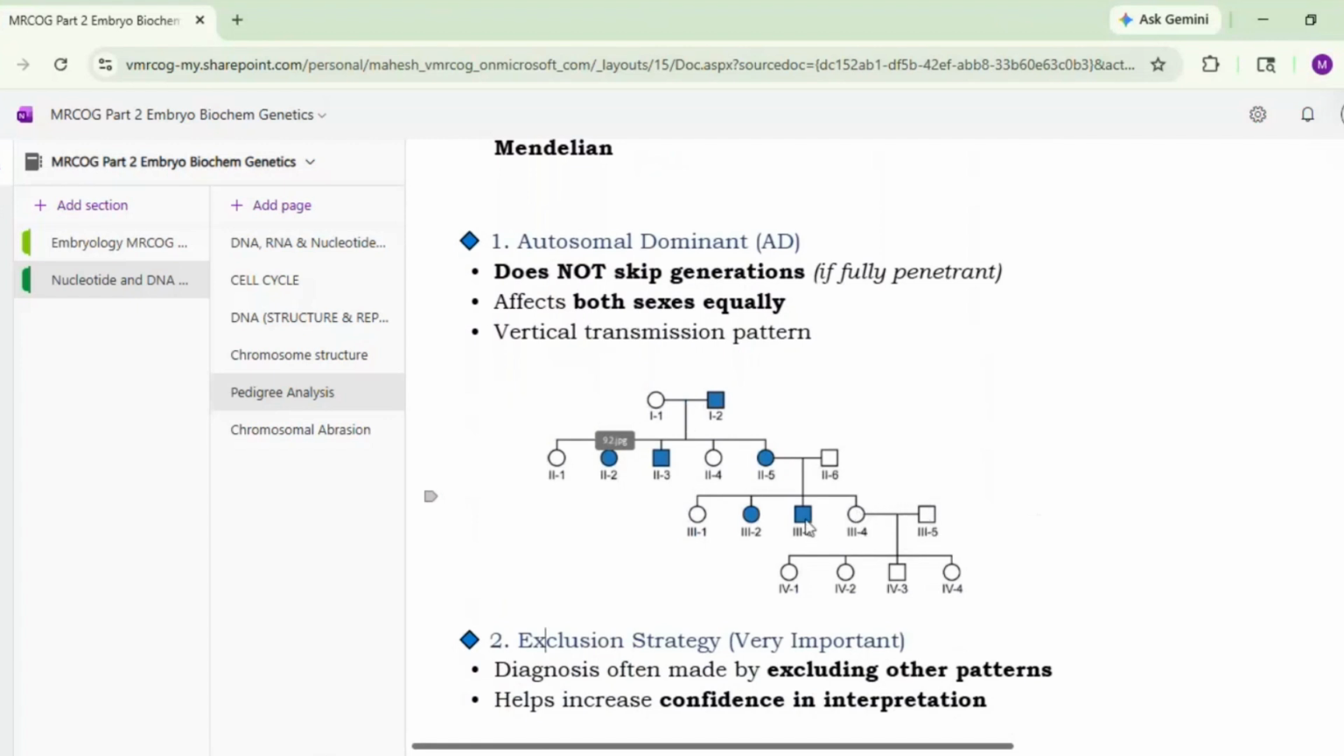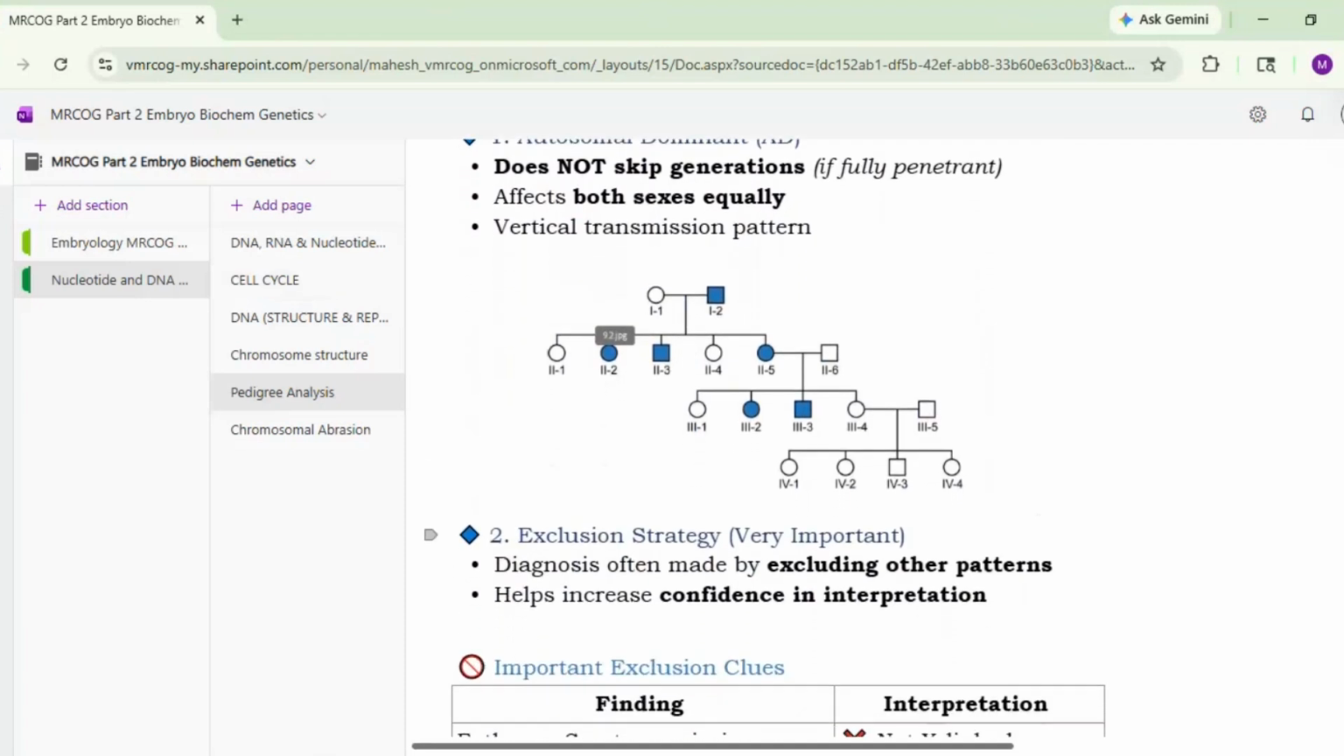Here the disease is absent, but the parents do not have the disease. If the parents are affected, the next generation is always affected. If the parents are not affected, the next generation will not be affected. There is no skipping of the generation, and both males and females are affected. So autosomal dominant will not skip the generation. It affects both sexes equally, and a vertical transmission pattern is seen. Diagnosis is often made by excluding other patterns, which helps to increase the confidence in interpretation.